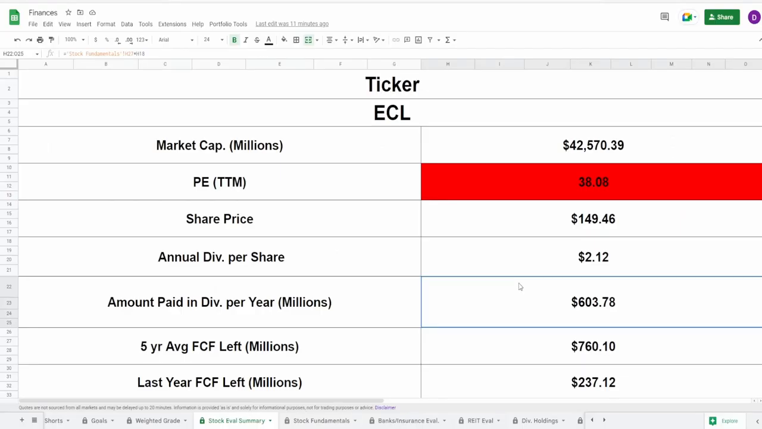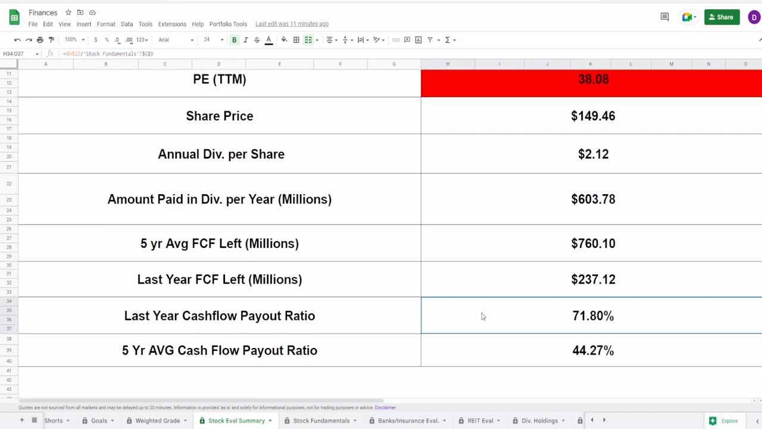Based off of this dividend and the amount of shares outstanding, they pay out $603.78 million, which based off of their 5-year average free cash flow, after this is paid, they're still left with $760 million. And as of last year's free cash flow, it is $237.12 million. These payout ratios are 71.8% for the last year's free cash flow and 44.27% for the 5-year average, meaning that I don't even need to take a look at the graphs. The 5-year average being lower than last year's tells me that their cash flow went down last year by a significant amount. So we'll take a look at this now when we go into the fundamentals.